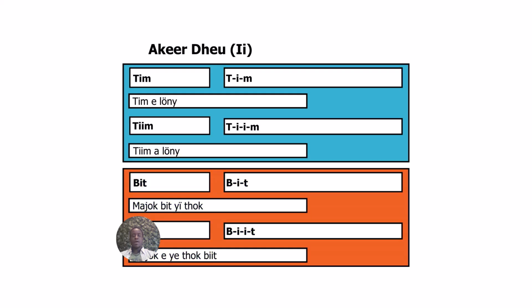Ta i ma, team. Team e lun. Team a lun. Ba i ta, beat. Majuk bidithok. Majuk e yathok beat.